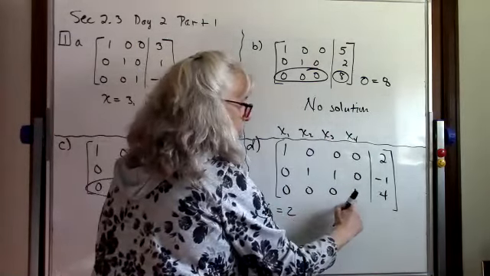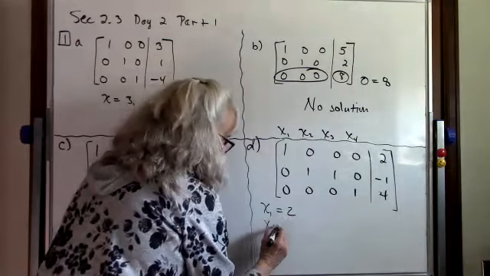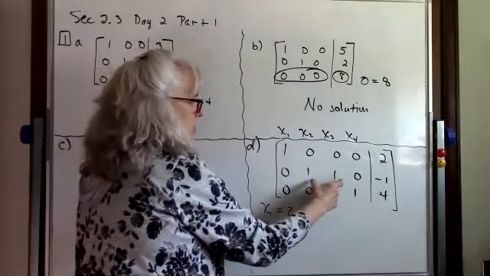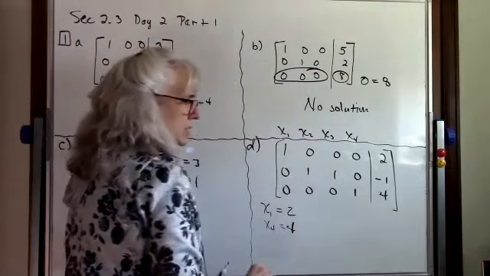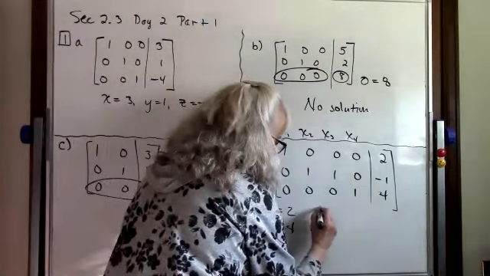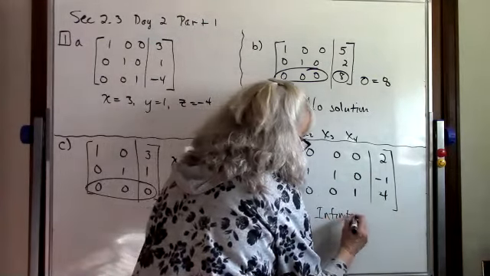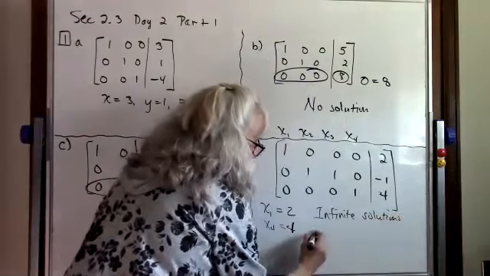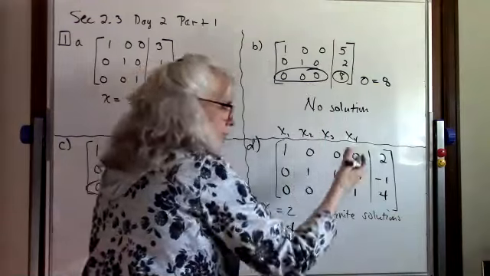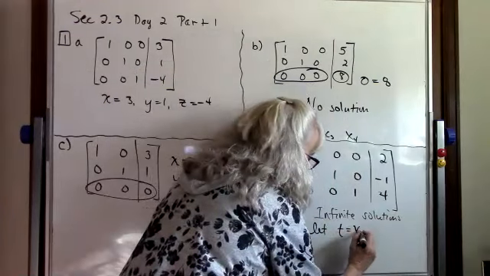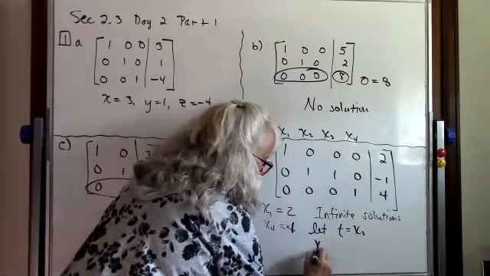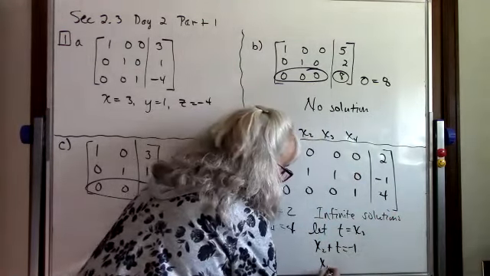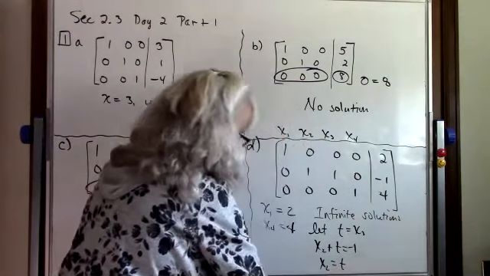We also know that X sub 4 is equal to 4. So of our 4 variables, we know 2 of them. But the other 2 are sitting right here, and there's not enough information to give me a single solution. So this is when we go into the infinite solutions. And we're going to use a parameter. So since X sub 3 is further along, we're going to let that be our T. So then this equation becomes X sub 2 plus T is equal to -1, or X sub 2 is equal to -1 minus T.